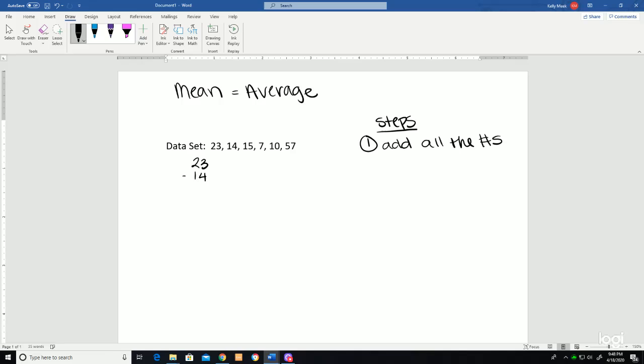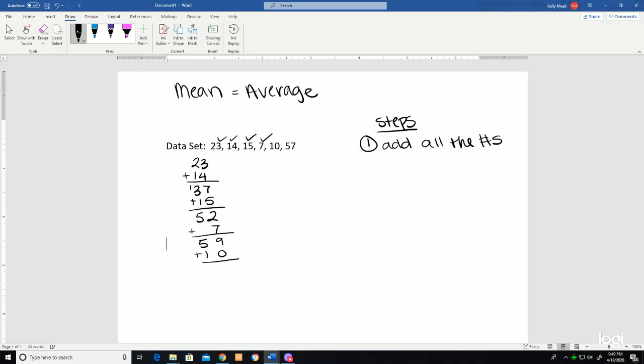So 23 plus 14, let's see, that's 3 plus 4 is 7, 1 plus 2 is 3. So I did these first two here. The next number is going to be 15. So now I add 15. 7 plus 5 is 12. Carry my 1. 1 plus 1 is 2 plus 3 is 5. Okay, the next number is a 7. That's going to be a 9. Okay, 59. The next number is a 10.